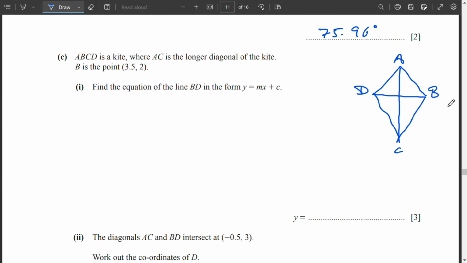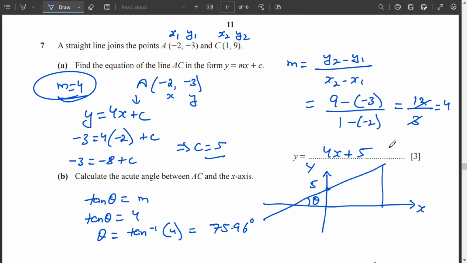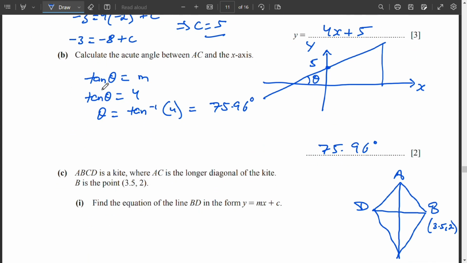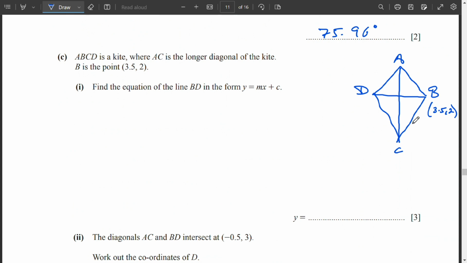The point B, so they have given you the coordinates of B, which is 3.5, 2. Find the equation of the line BD in the form y equals mx plus c. See, we already know the slope of AC is actually 4, as you can see. Also, in a kite, the diagonals AC and BD are perpendicular. That means BD is perpendicular to AC.